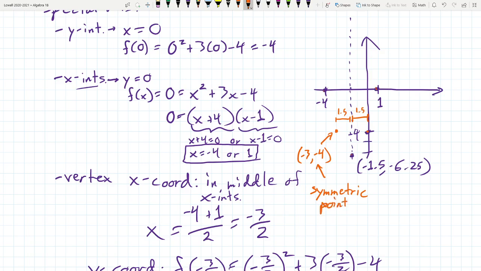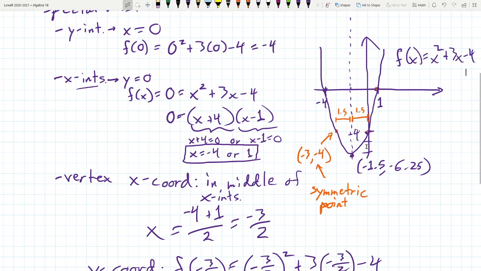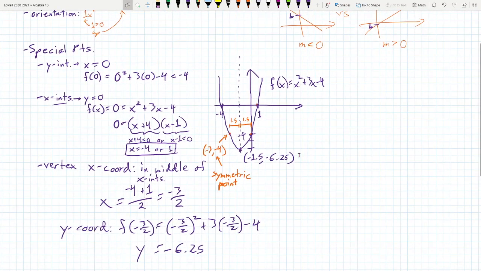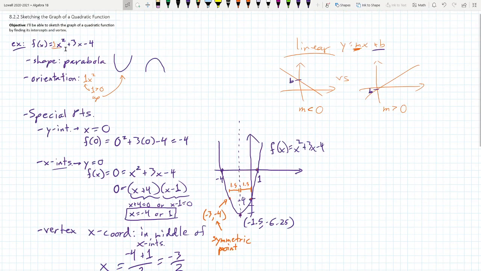Strictly speaking, is it necessary? No, but I think it makes the picture just look a little more complete. And so this is the graph of this parabola. Not great, but here you go. This is the graph of f of x equals x squared plus 3x minus 4. Alrighty, so that's how you can take an equation of a parabola and graph it.